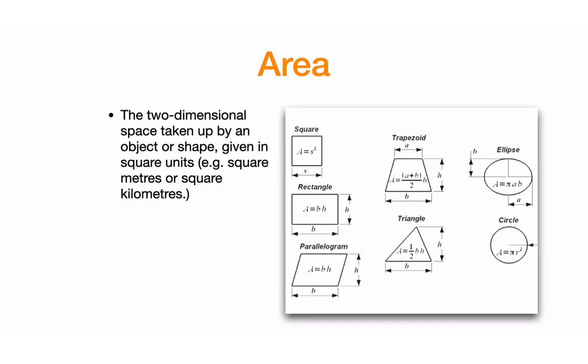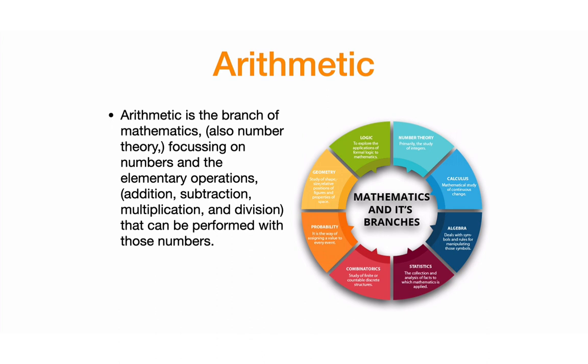Area, the two-dimensional space taken up by an object or shape, given in square units, for example square meters or square kilometers. Arithmetic. Arithmetic is the branch of mathematics, also number theory, focusing on numbers and the elementary operations, addition, subtraction, multiplication, and division that can be performed with those numbers.